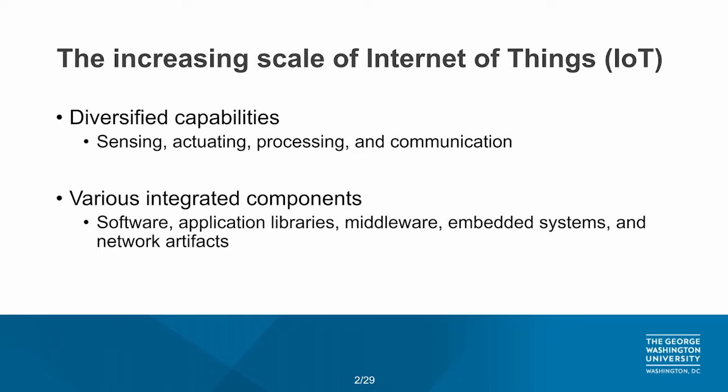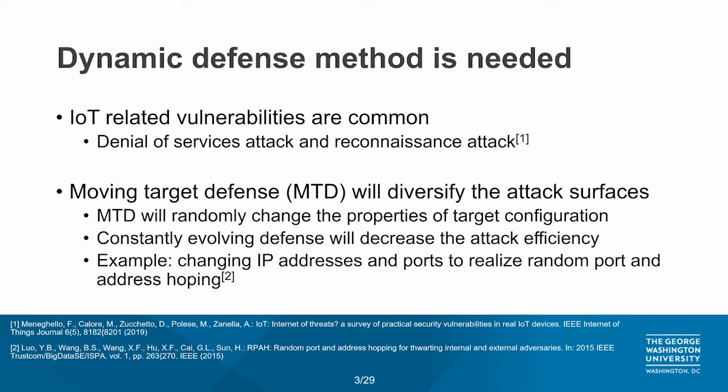With the development of the Internet of Things, its scale is increasing. The Internet of Things has diversified capabilities, such as sensing, actuating, processing, and communication. IoT integrates various enabling components like software, application libraries, middleware, embedded systems, and network artifacts. Any vulnerabilities in these components will lead to exploitations that create service attacks. So IoT-related vulnerabilities are common, like the denial of service attack and the reconnaissance attack.